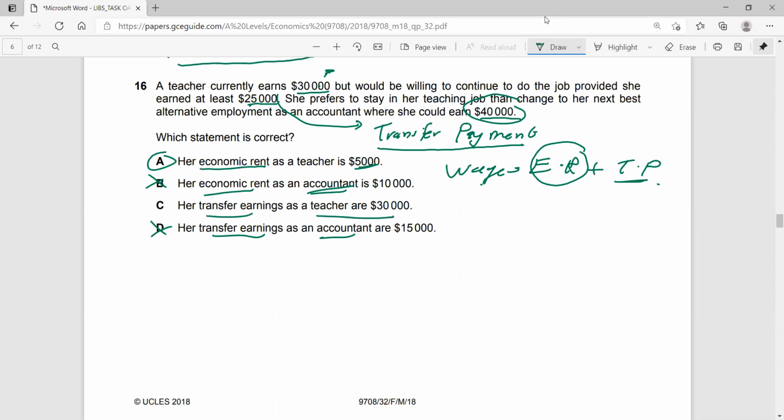Her transfer earnings as a teacher are 30,000. Well, no, they're 25,000 as we discussed. 30,000 is her actual wage.